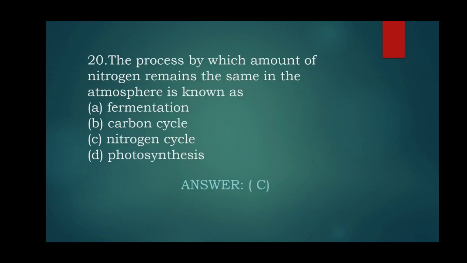And the last question: the process by which the amount of nitrogen remains the same in the atmosphere is known as option A, fermentation, B, carbon cycle, C, nitrogen cycle, D, photosynthesis. We know that the amount of nitrogen remains balanced due to the process called the nitrogen cycle. So the correct answer is option C, nitrogen cycle.